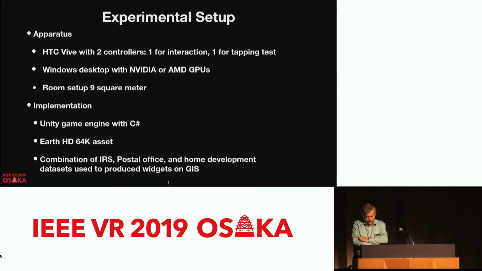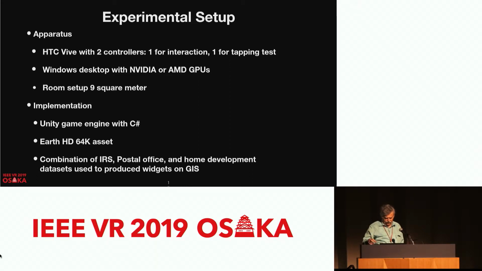So we set up two major experiments. We use a Vive and two controllers, one for the interaction, the other one is part of the user study. And we use a room size of about 9 square meters, which is a relatively small size. We use Unity and a 64, this is the Earth assets from Unity.